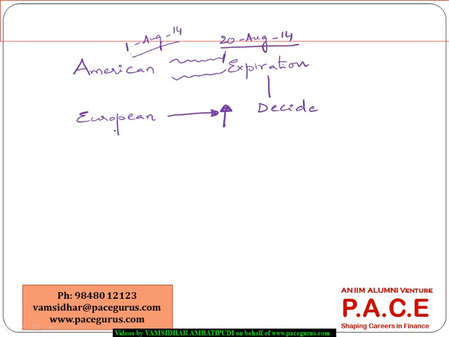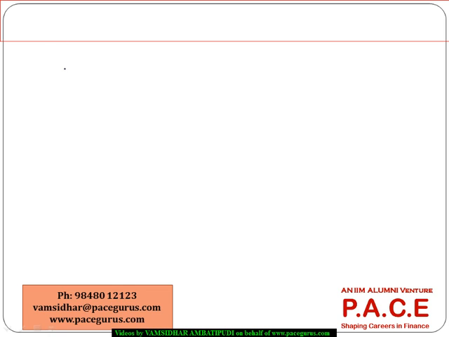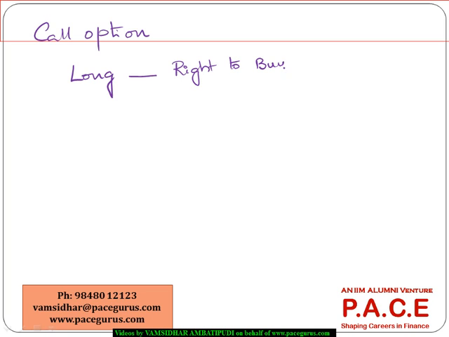Now let's spend some time understanding what happens as a part of the call option. When we talk about a call option, from a buyer or from a long position, I always talk in terms of position. From a long position, he has the right to buy the asset in future at a fixed price. Right? He has a right to buy the asset in future at a fixed price.